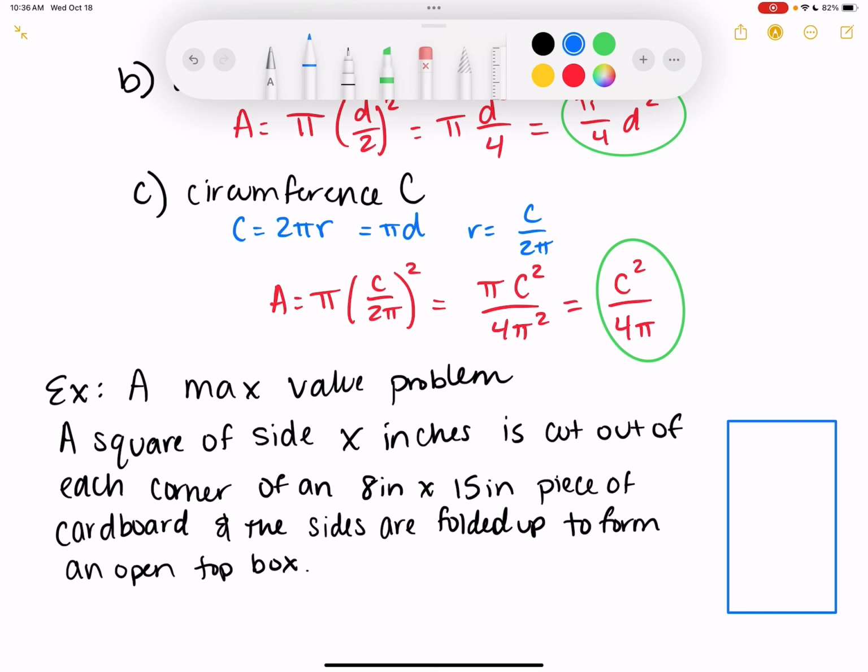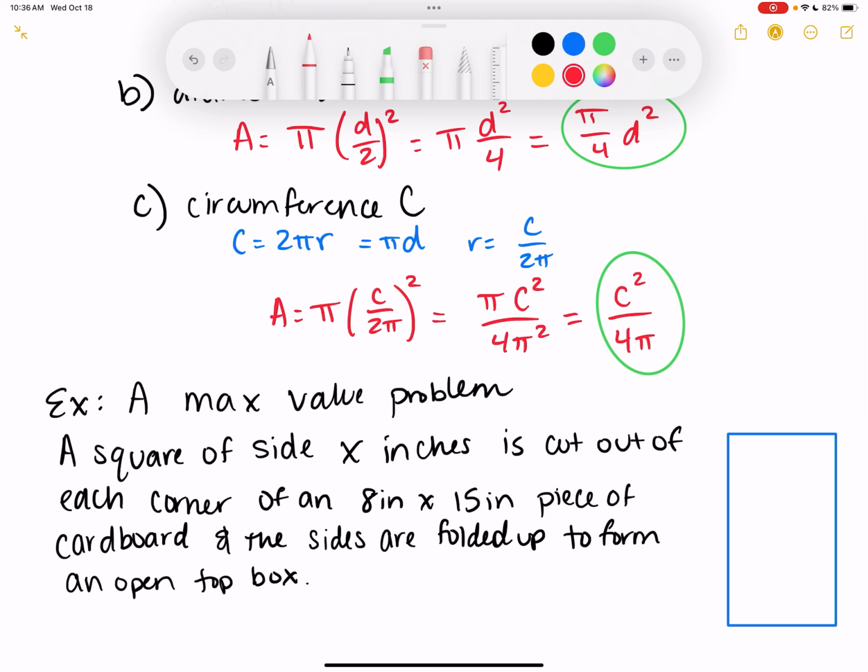So I've got my rectangular piece of cardboard. And it says I'm going to cut a square of side X inches out of each corner. So that means I'm going to cut basically here. Obviously these aren't perfect, but I'm cutting squares out of the cardboard to make a box. And then I'm going to draw some dotted lines, which is where it's going to be folded to make the box.